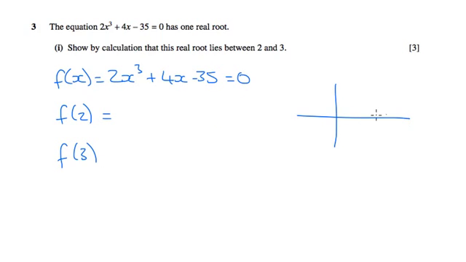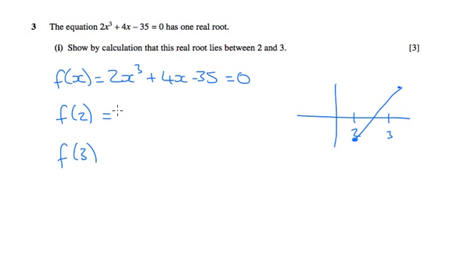And that shows us that between 2 and 3, I'm not sure if it's going to be like this or like this. But let's just assume that the first one's negative and the second one's positive. That shows that it must cross the x-axis somewhere between 2 and 3, and therefore that's a root.